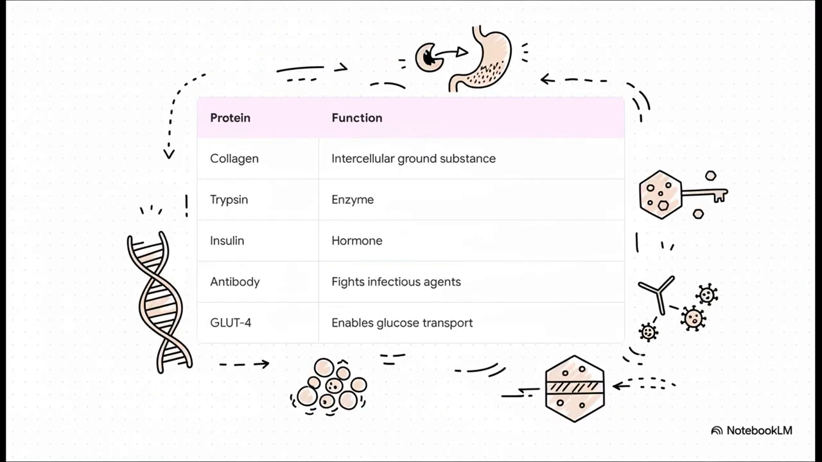So what do these incredible little machines actually do? Pretty much everything. I mean, just look at this list. They provide structure, like collagen in our skin. They act as catalysts, like the digestive enzyme trypsin. They carry signals, like the hormone insulin. And they defend the body, like antibodies do. It's an unbelievably versatile toolkit for life.